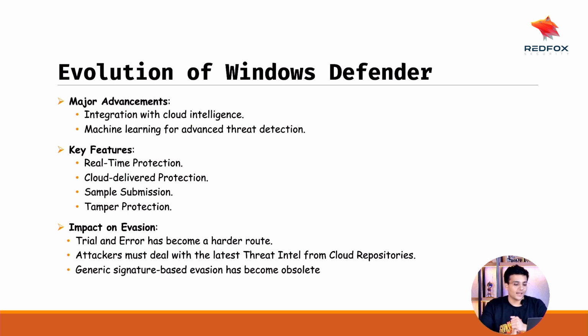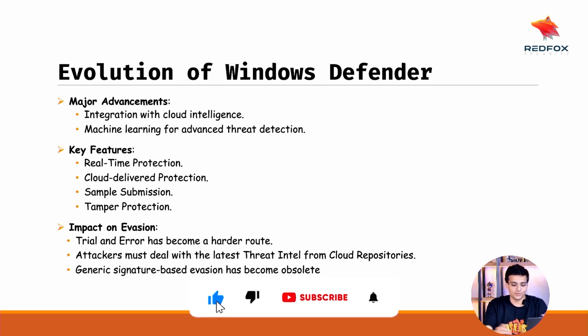Right? And definitely we have to deal with the latest threat intel from cloud repositories. So if you're applying a methodology that somebody else has already used over the years and you don't even know about it, Windows Defender would know about it. And yes, as I said before, generic signature-based evasion is obsolete. It does not work anymore.